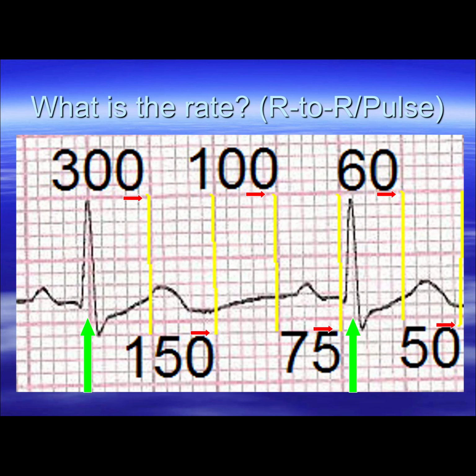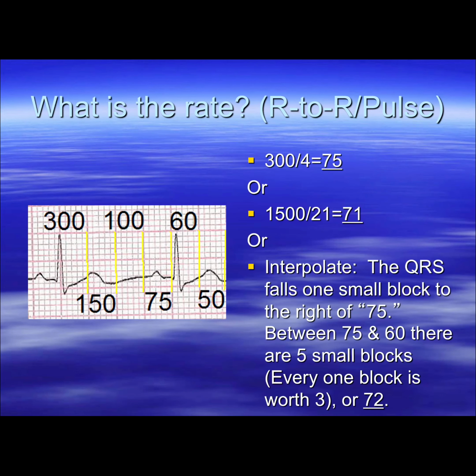Let's count the number of little blocks between those QRSs. I count 21. The equation is 1500 divided by the number of little blocks, or 1500 divided by 21, which gives us 71, which is even more accurate. Now there's an interpolation rule. I'll explain that in another video, but when we do that, we get 72.